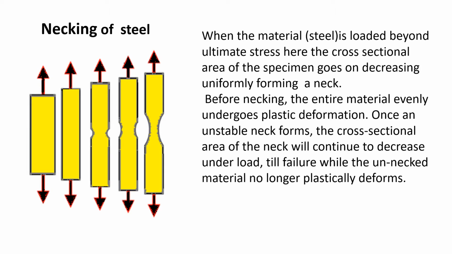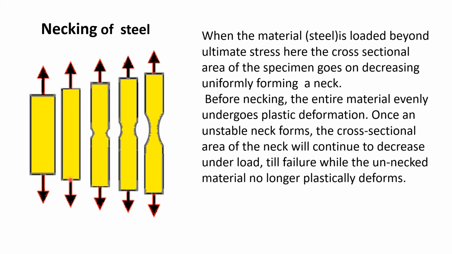Now, when the material or the steel is loaded beyond ultimate stress, the cross-sectional area of the specimen goes on decreasing uniformly, forming a neck. Before neck forming, the entire material evenly undergoes plastic deformation. So here we can see the tensile load is applied, and this is the diameter of the bar. Before the ultimate load, the diameter of the bar decreases for the full length, and there is an increase in length of the bar.